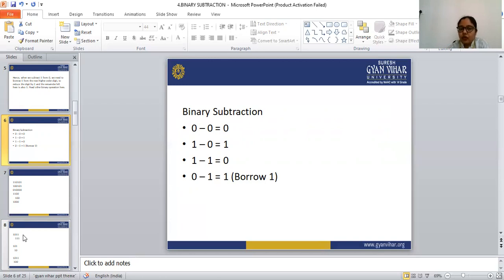Look at the fourth rule of binary subtraction, that is 0 minus 1. 0 minus 1 is equal to 1, and we borrow 1 from the next digit. We will see this with examples, because if we only talk about the rules, we can't learn binary subtraction. So we have to do some binary subtraction. Let's see.